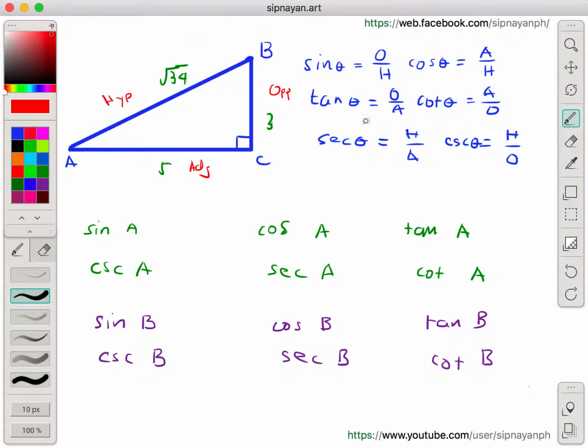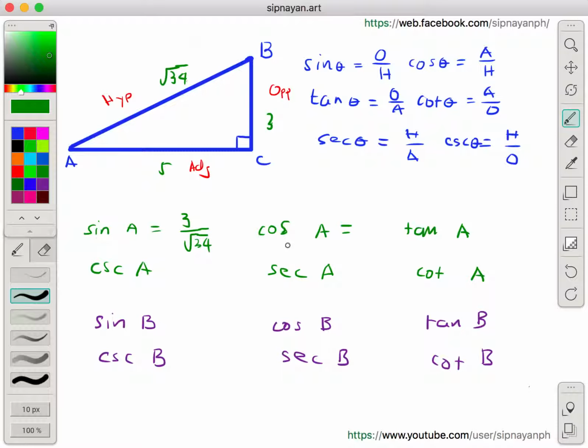Ito yung kanyang hypotenuse. So, pag sinabi natin sine A, sine A is equal to the opposite over the hypotenuse. Ang opposite side niya ay 3. The length of the opposite side is 3. And the hypotenuse is square root of 34. Hindi na natin i-rationalize, kasi hindi naman natin yung lesson kung paano i-rationalize. I-leave na lang natin siya as is. Dapat kasi mawala yung radical dito, but masyado tayo matatagalan kung tatanggalin natin yan. So, ito yan na lang muna.